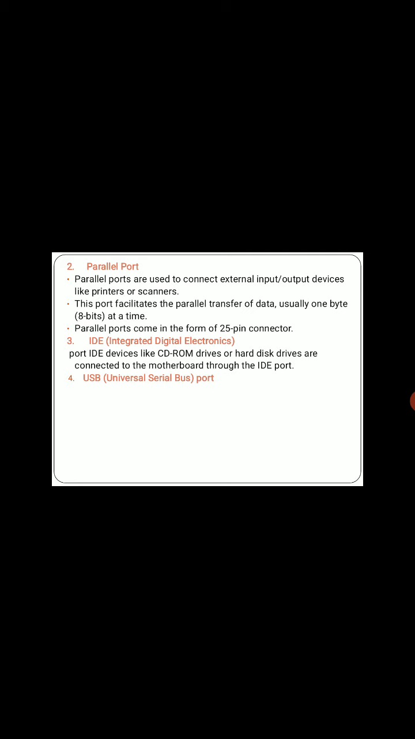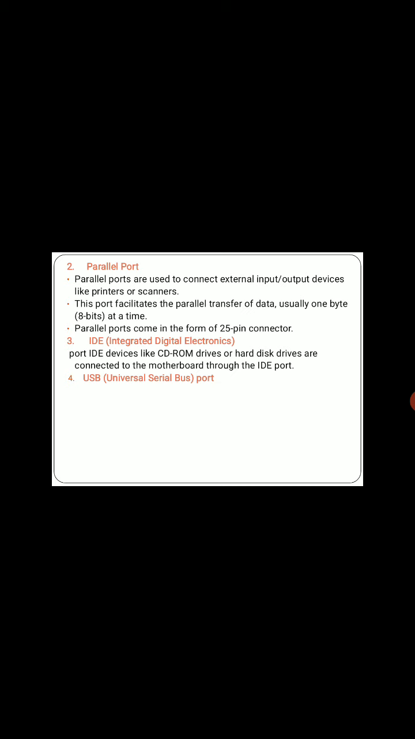Next, the fourth one is the USB, universal serial bus. It is also one type of port. Nowadays, everyone is using this USB port only. In olden days, everyone used serial ports and parallel ports. But now, at present, most devices come with the USB port only. In previous days, devices like printers came with parallel ports, and mouse and keyboards came with serial ports. But now it is not like that. All devices, whether printer, scanner, keyboard or mouse, come with the USB port.